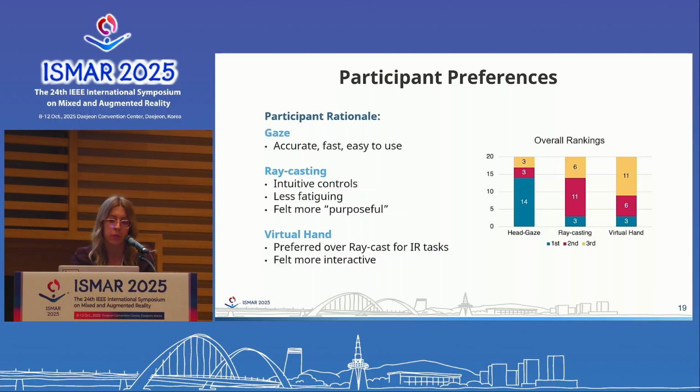Similarly, participants who preferred the virtual hand technique liked its interactive feel afforded from physically reaching out to the selected targets. And these positive responses further justify the importance of a 6DoF device for mobile VR that supports these immersive interactions that users enjoy.